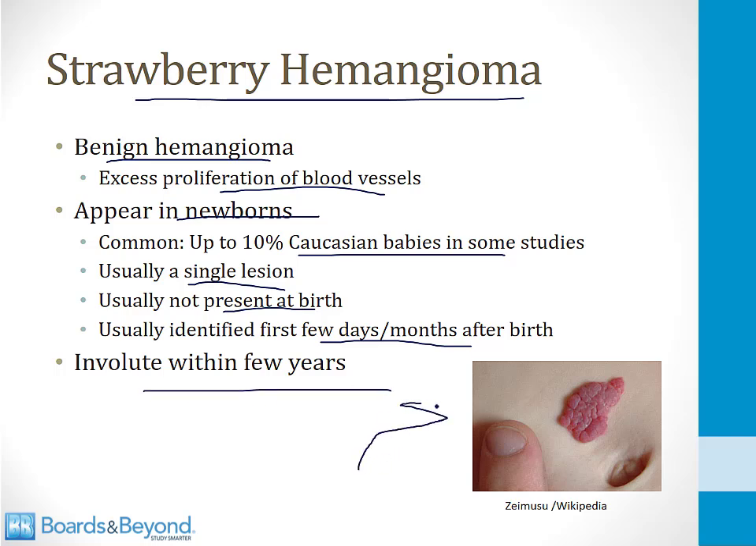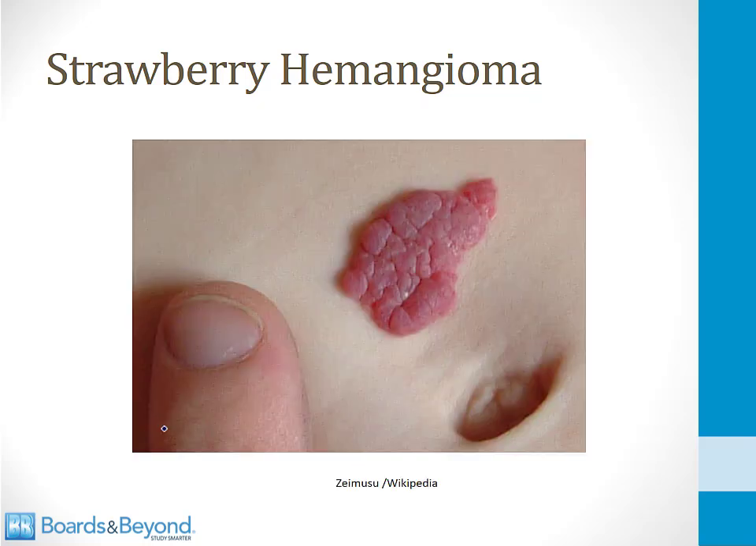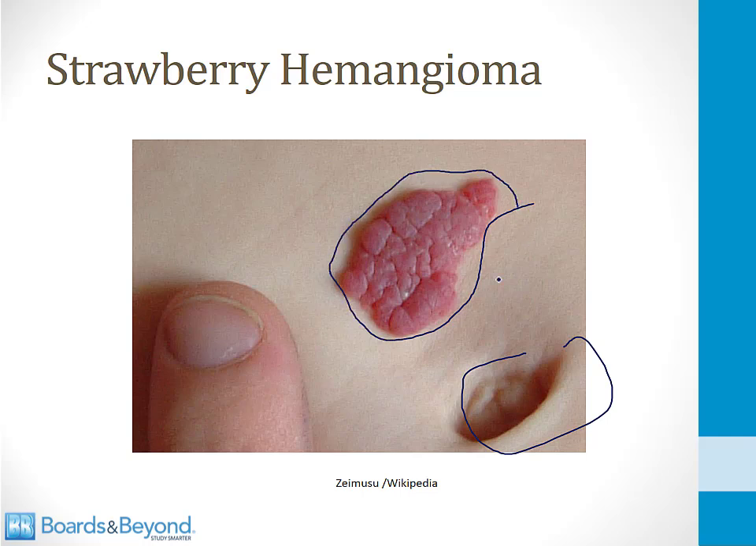And this is a picture of a strawberry hemangioma on the screen here. And here I've zoomed in on it so you can see that this is the belly button of the baby, and you've got a raised lesion just above the belly button. That is a strawberry hemangioma. It's a benign proliferation of blood vessels.